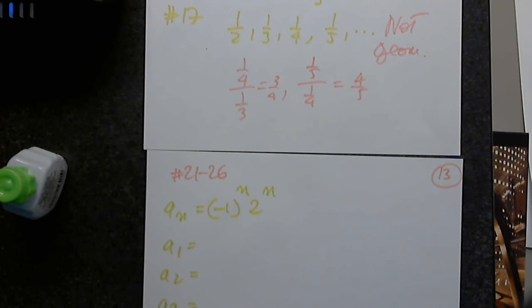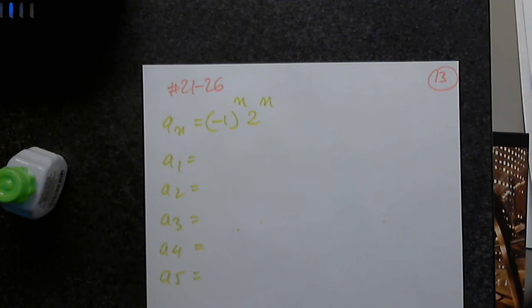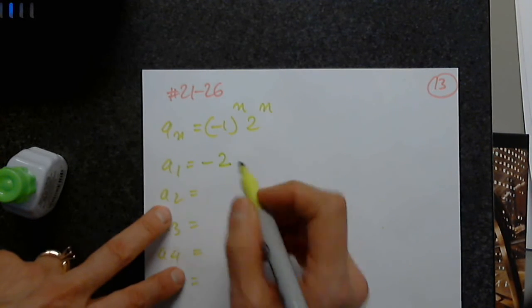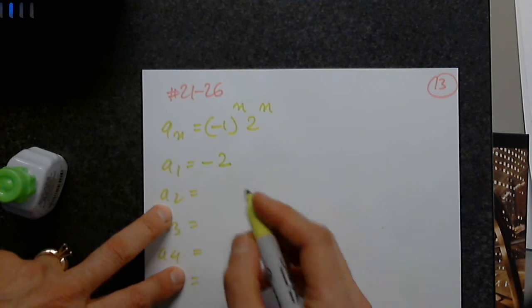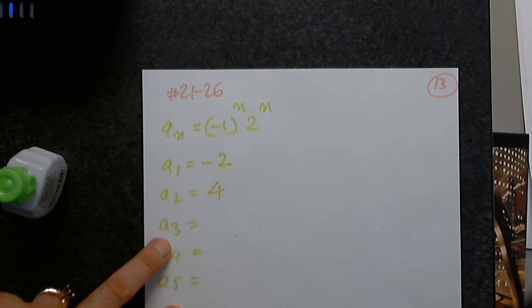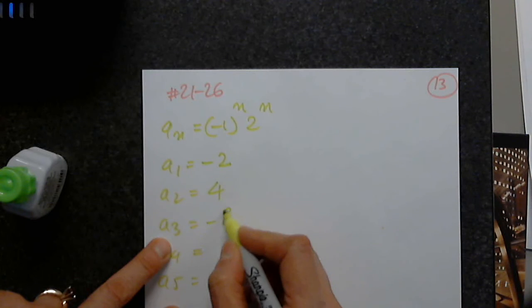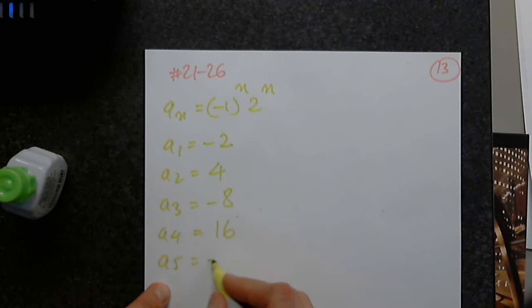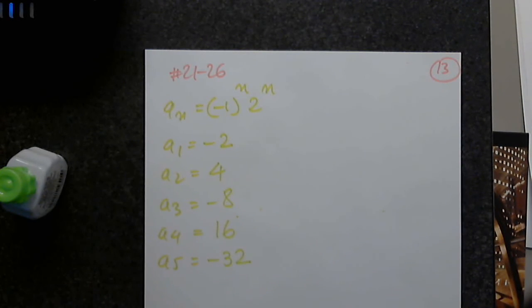You can put it in as a function and punch in 1, 2, 3, 4, 5. So when I punch in 1, I get -2. When I punch in 2, I get 4. When I punch in 3, I get -8. When I punch in 4, I get 16. And then for 5, -32. So we found the first 5 terms of the sequence.